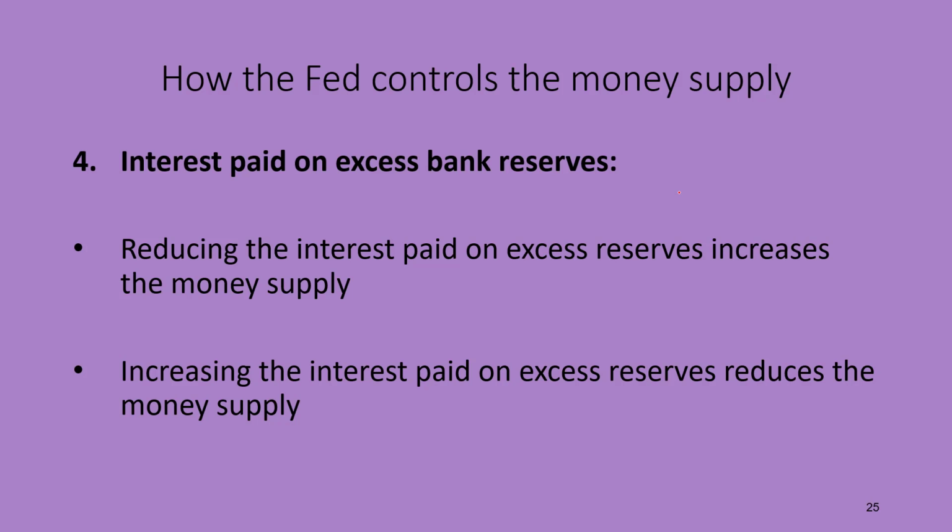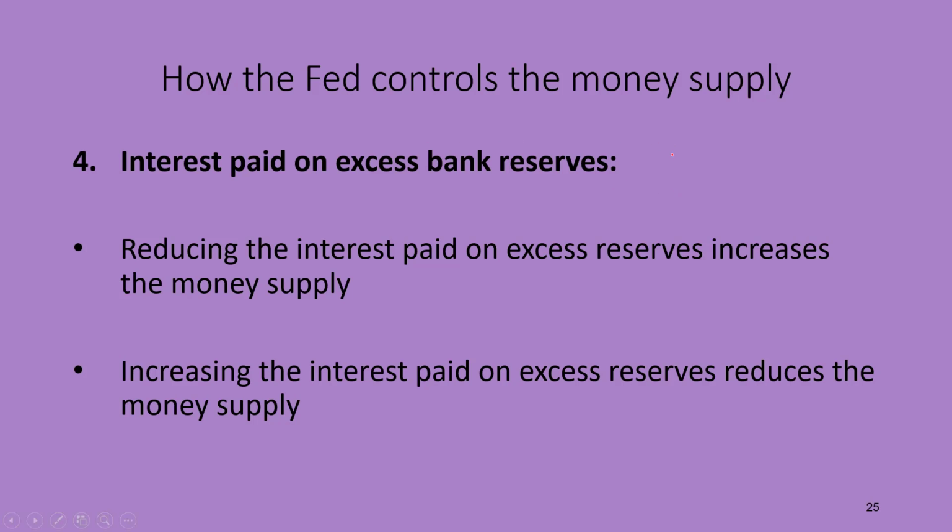Right, so with that in mind, again, it's going to reduce that interest that they pay on these excess reserves to increase the money supply or practice that expansionary monetary policy, and it will increase the interest paid on excess reserves to reduce the money supply or practice that restrictive monetary policy. So reduce the interest rate to increase money supply, increase the interest rate to reduce the money supply.